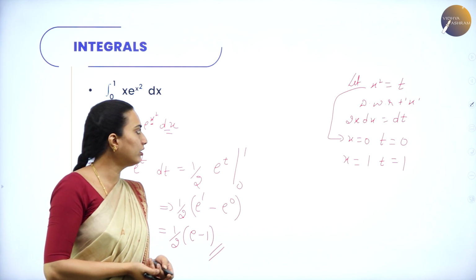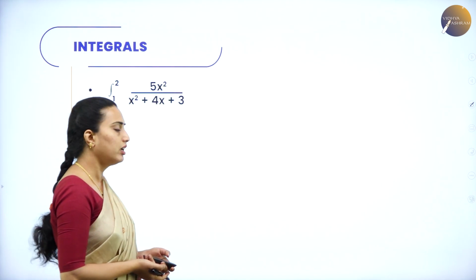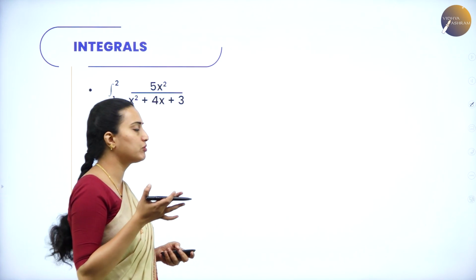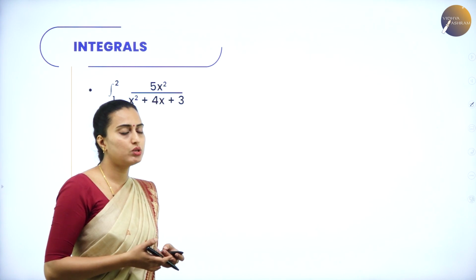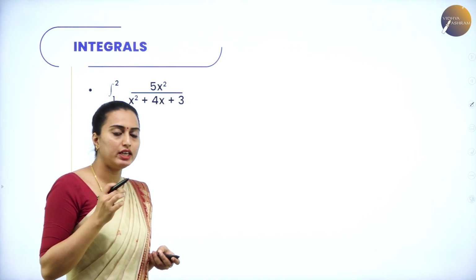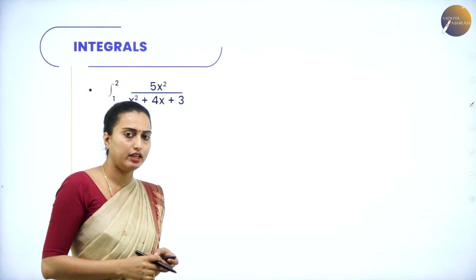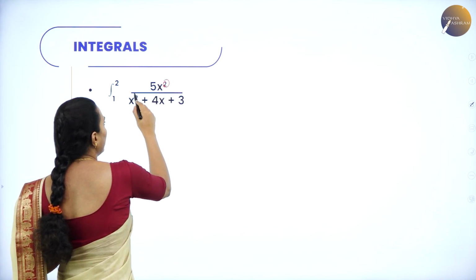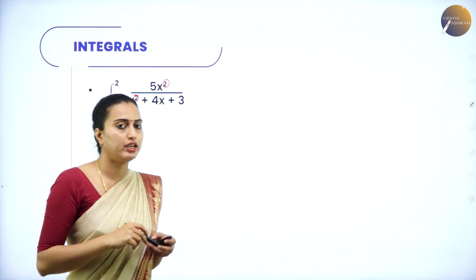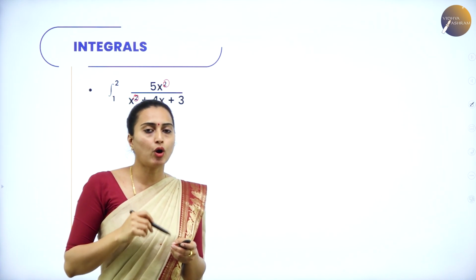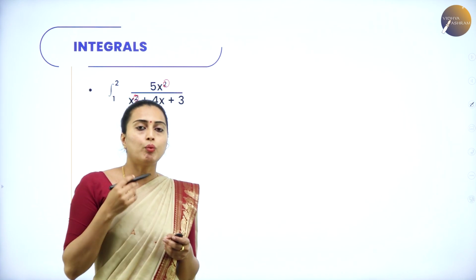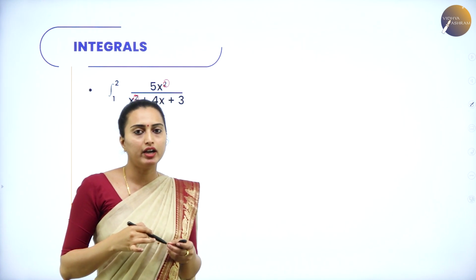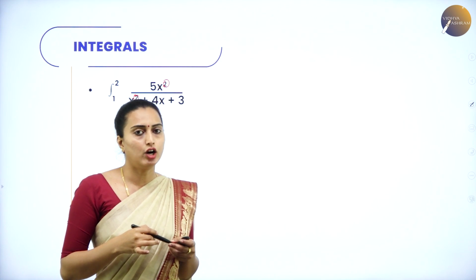Now, we'll be moving on to the next problem, what they've asked. Integral 1 to 2, 5x squared divided by x squared plus 4x plus 3. Dear students, you can observe here the numerator degree is equal to the denominator degree. Whenever the numerator degree, which is 2 here, is equal to the denominator degree, it is called an improper partial fraction. Now, I want to reduce this to a proper partial fraction by dividing numerator by denominator.